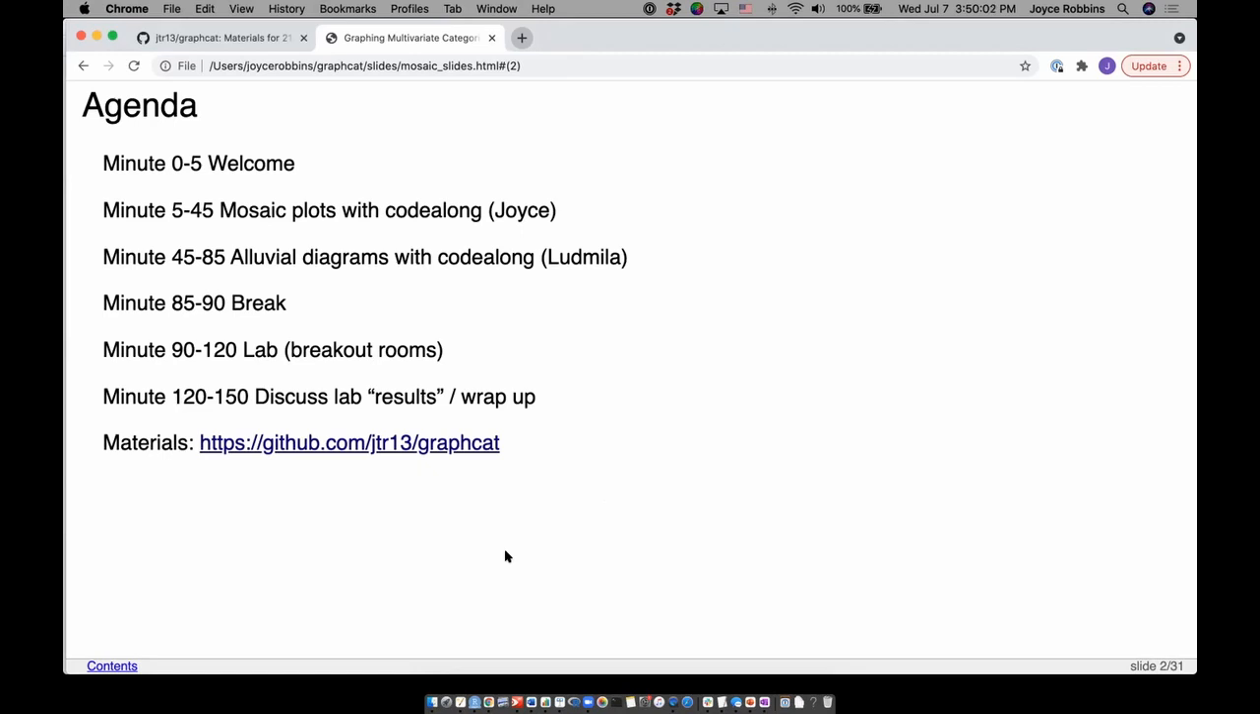Our agenda today is that we're going through a welcome right now. First, we're going to move into the mosaic plots with a code along with Joyce. Then we'll move to alluvial diagrams. We'll take about a 5-minute break after that. Then we're going to move into a lab for about 30 minutes where you'll get to practice making your own graphs. Then we'll come back together and discuss the lab results, go over solutions as desired, our versions of the graphs, not necessarily the right solution.